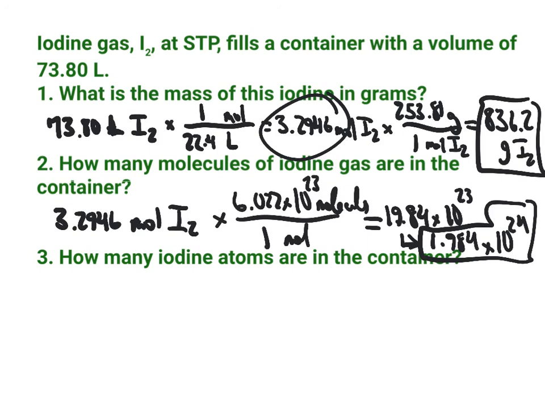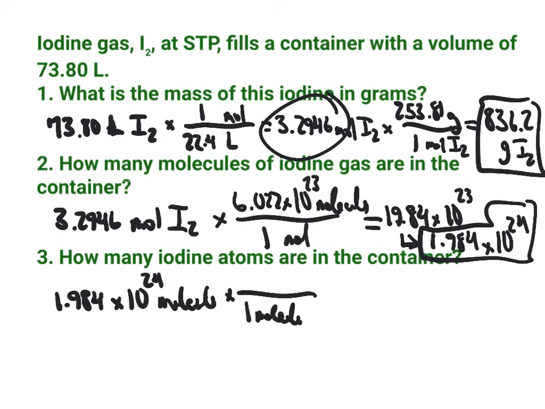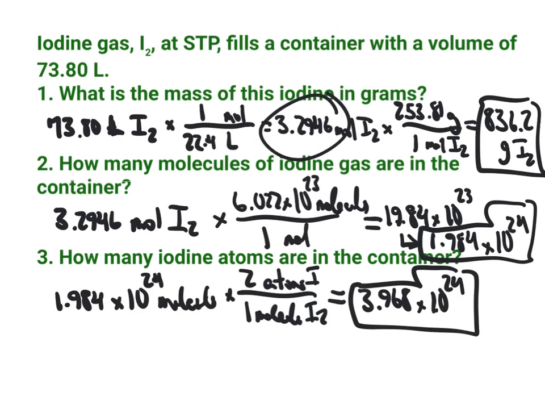Finally, the last one is how many iodine atoms. I know that if I have 1.984 times 10 to the 24 molecules, and in every molecule, so 1 molecule of I2, I have 2 atoms of iodine. That's going to give me 3.968 times 10 to the 24 atoms of iodine. And that's it.